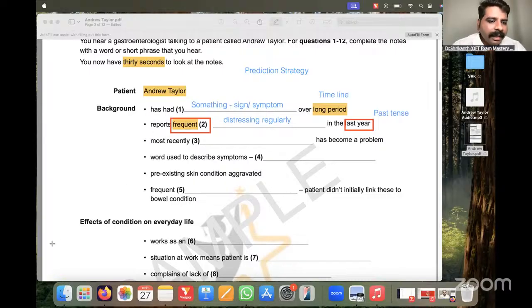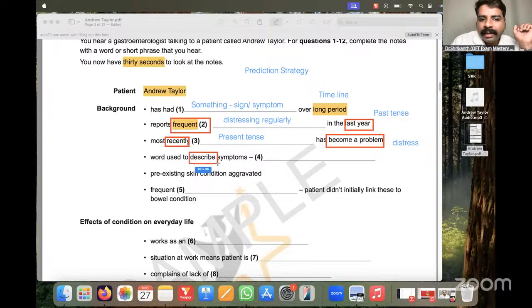Most recently, the patient dash has become a problem. Right. Now, as you can see over here, what is the tense? Here, the tense is present tense, recent. Okay, so here recently means it is present tense. See, it has become a problem. So something over here has become a problem. So here also we can say it is going to be a distress. Okay, the patient is having some kind of distress and very recently it has become a problem. Right. Now, let's come to the fourth question over here.